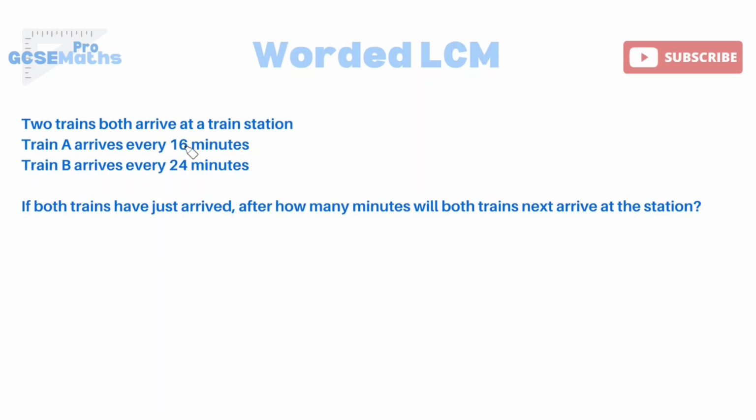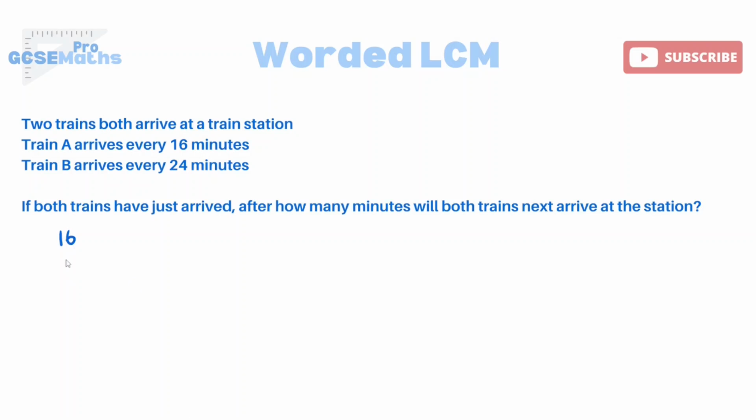We're saying, right, every 16 means the 16 times tables, every 24 means obviously the 24 times tables. If they both just arrived, when will be the next time? So it's kind of like the next point in which both of their times tables overlap, i.e. the lowest common multiple. So again, there's 2 ways to do this. Either you can just list out the 16 times tables, list out the 24 times tables until you get one that overlaps. Or we can use the Venn diagrams method, which is a bit more of a guarantee that we won't make any mistakes. So I'm going to use that method today.